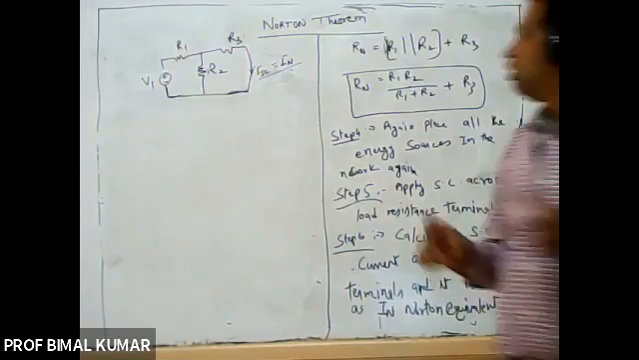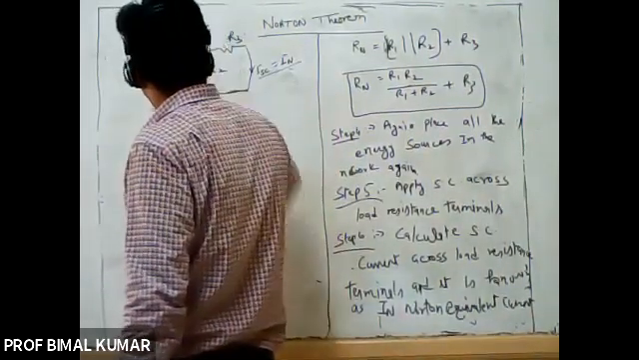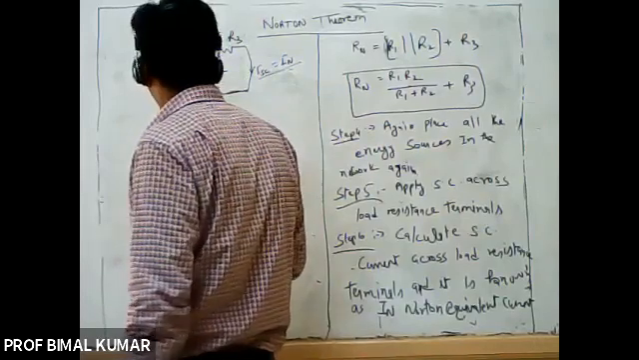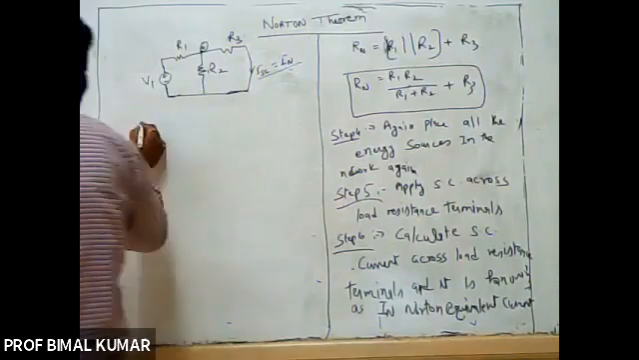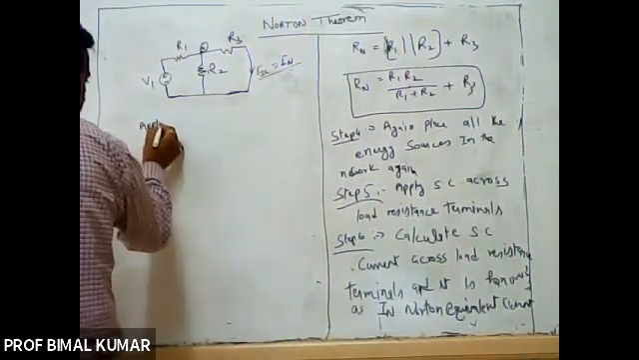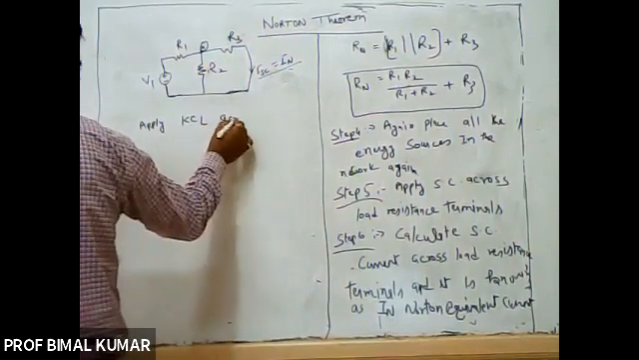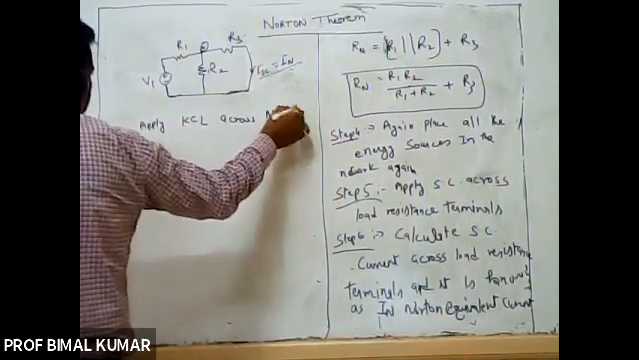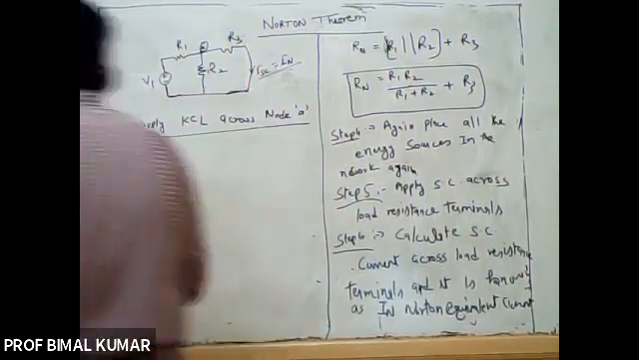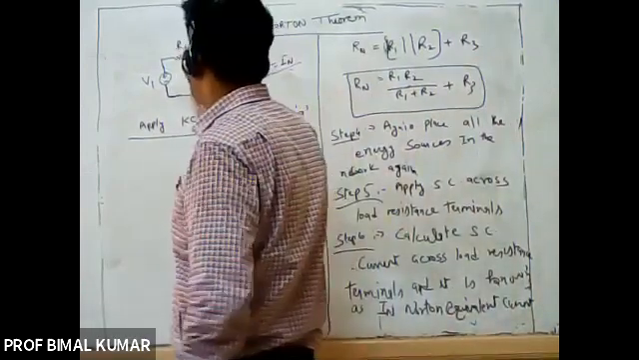So here let us say this is your node A. In this circuit, this is your node A. So I am just going to apply KCL across node A. So for that, I will have to assume some direction of the current.